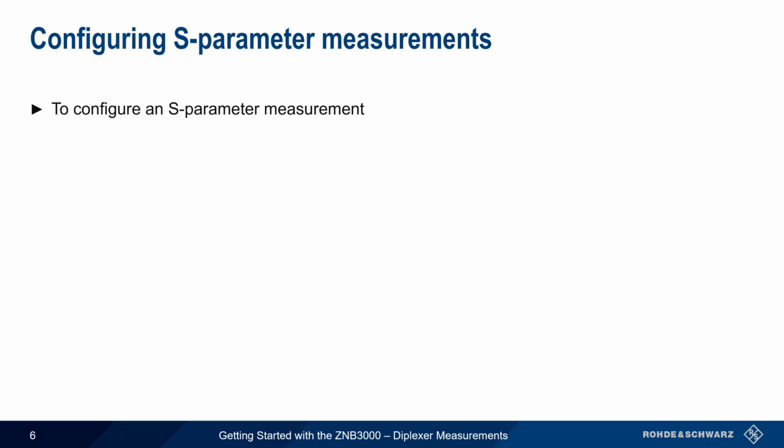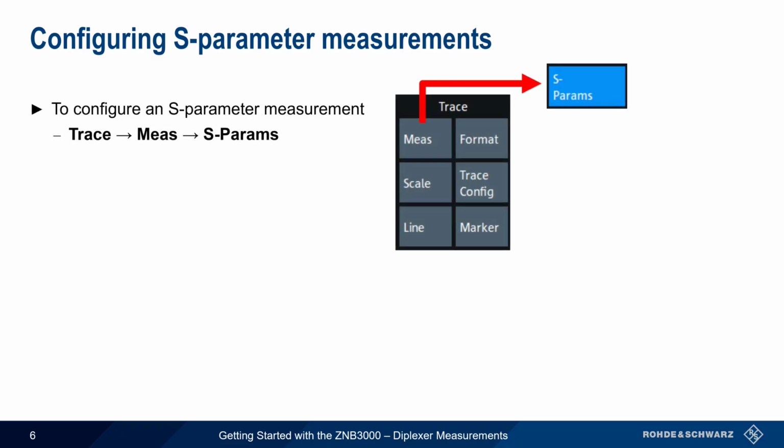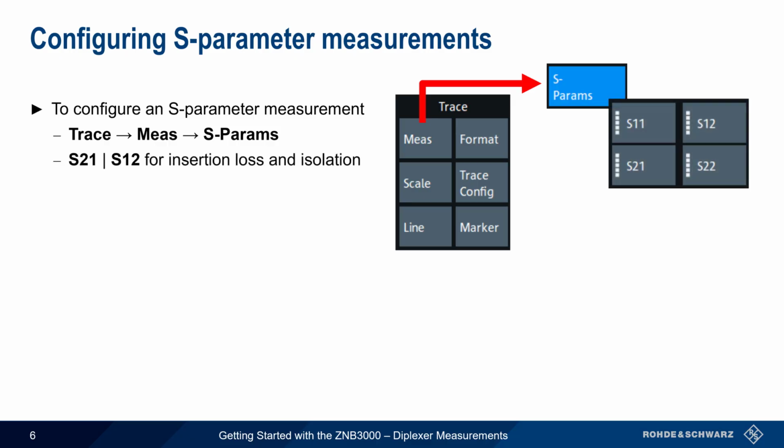The first step is selecting the type of S-parameter measurement. This is done by going to Trace, Measurement, S-parameters. For insertion loss and isolation, either S21 or S12 should be chosen. And for SWR or return loss, choose either S11 or S22.